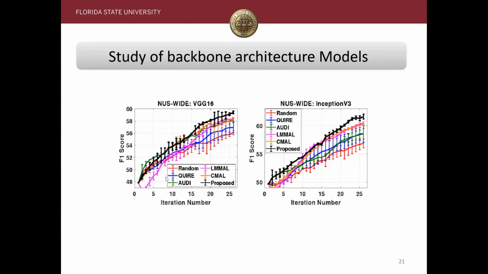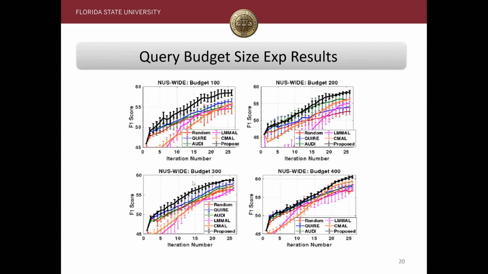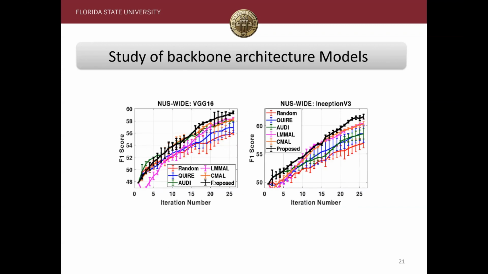We also studied the backbone architecture models. Here we use the VGG16 model and the Inception V3 model as well. In these experiments, we also see that the baselines have performed well, but our proposed method has been pretty consistent, especially in the last 10 iterations, irrespective of all the experiments here. This is a very common scenario where, in these 10 iterations, our proposed method has outperformed all the baselines in every possible way.